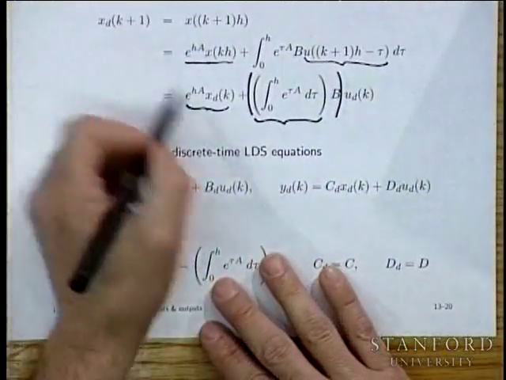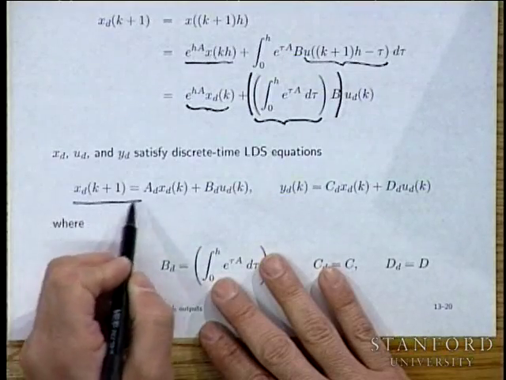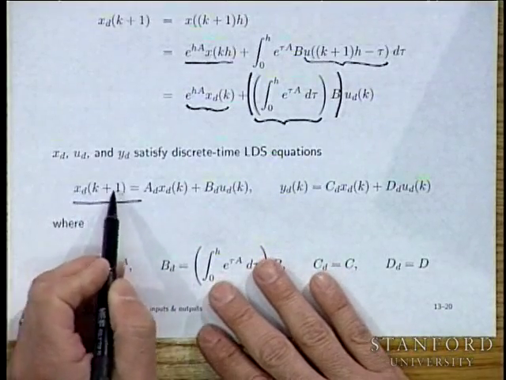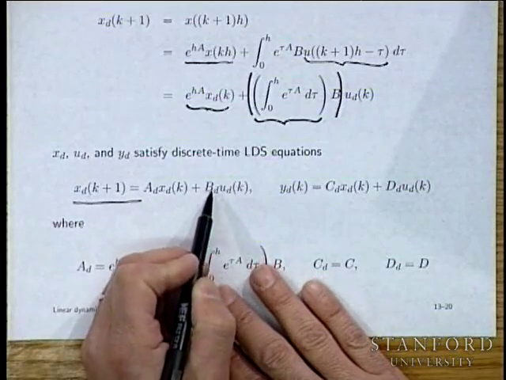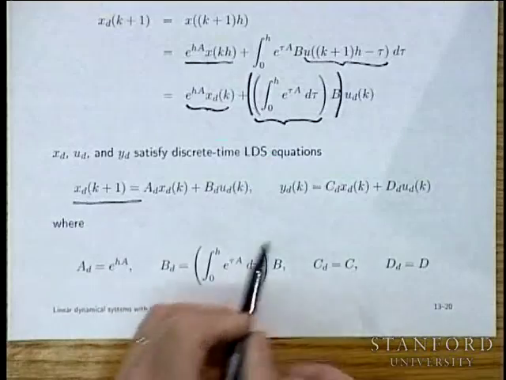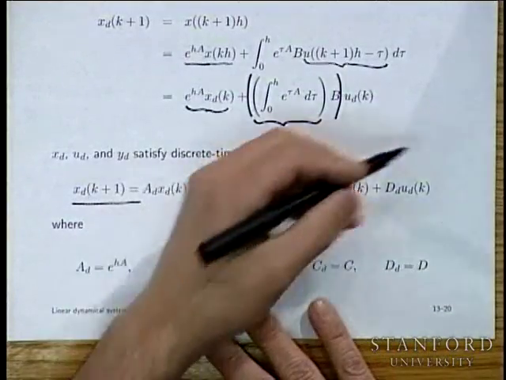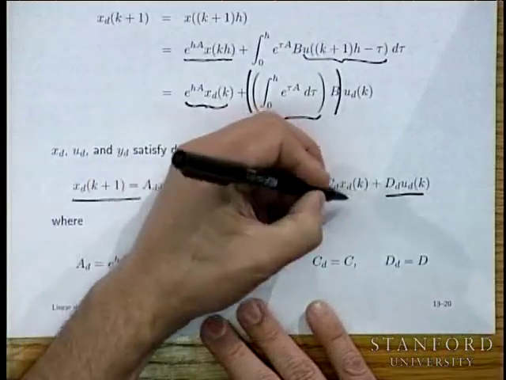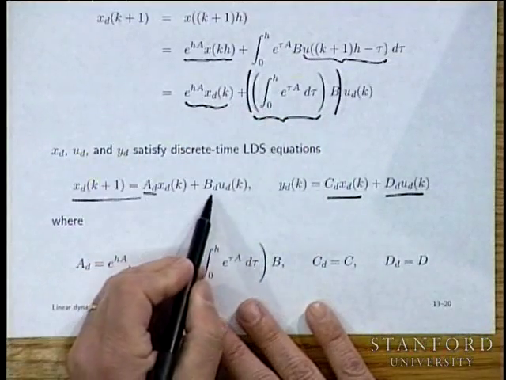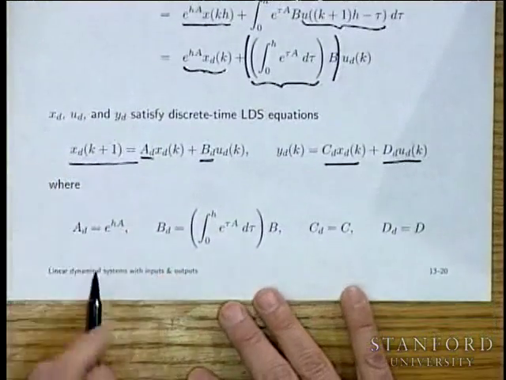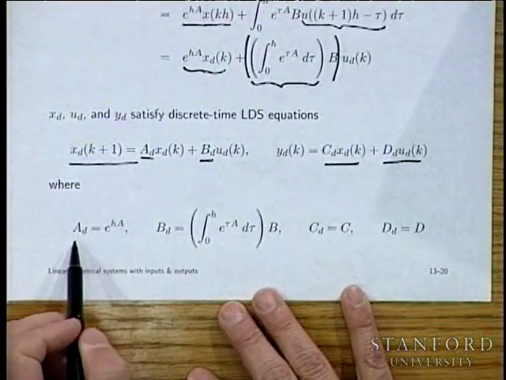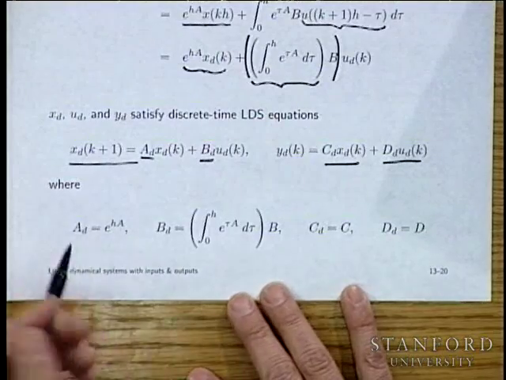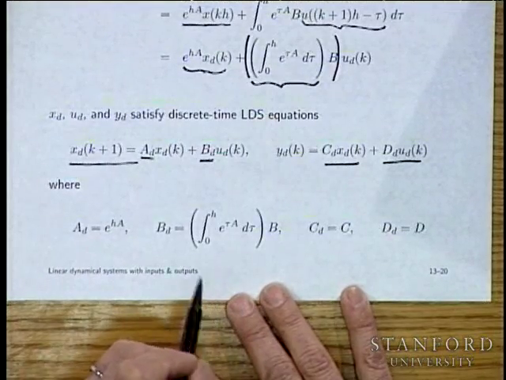And in fact, if you look at this closely, we'll write it this way. It's a discrete time dynamical system. It says x_d(k+1) is A_d x_d plus B_d times u_d. And everything works this way. D is the same. C is the same. These don't change. But A and B are given by this. And some people call this the discretized system.